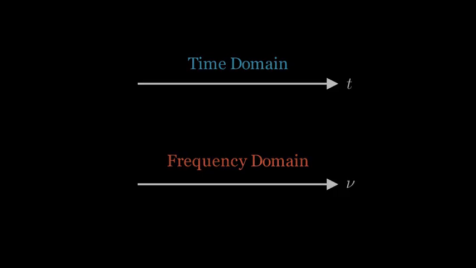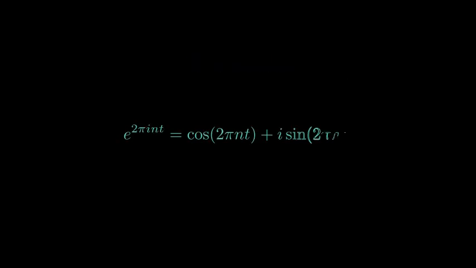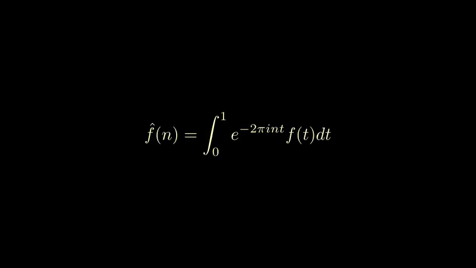of. To build these signals, we use sines and cosines. But to make the calculus easier, we use complex exponentials. This formula sifts the signal. The integral calculates how much of frequency n is present in f of t.